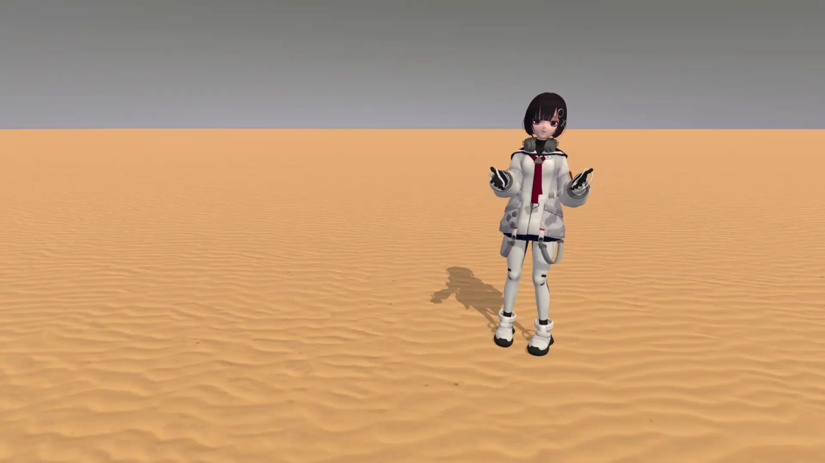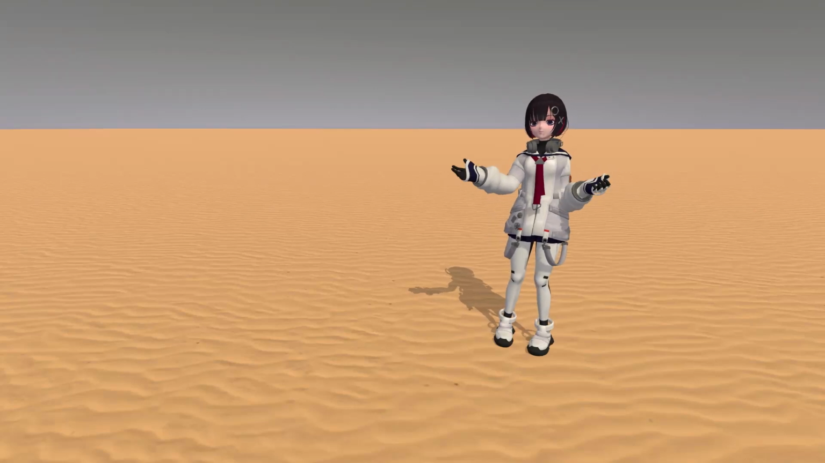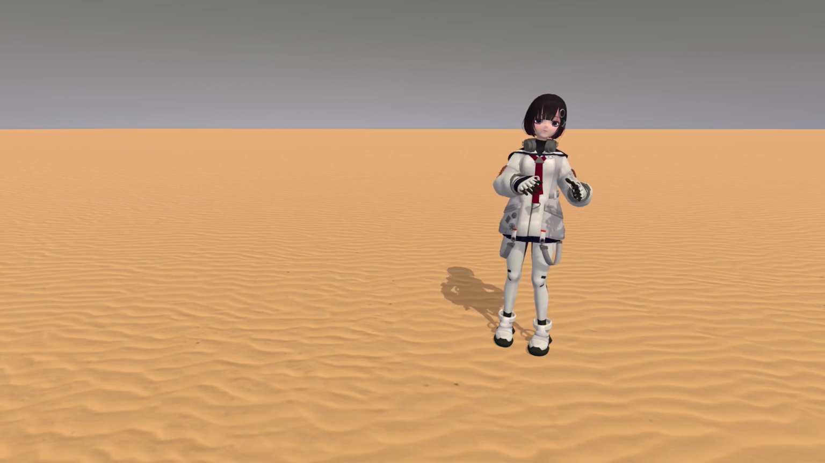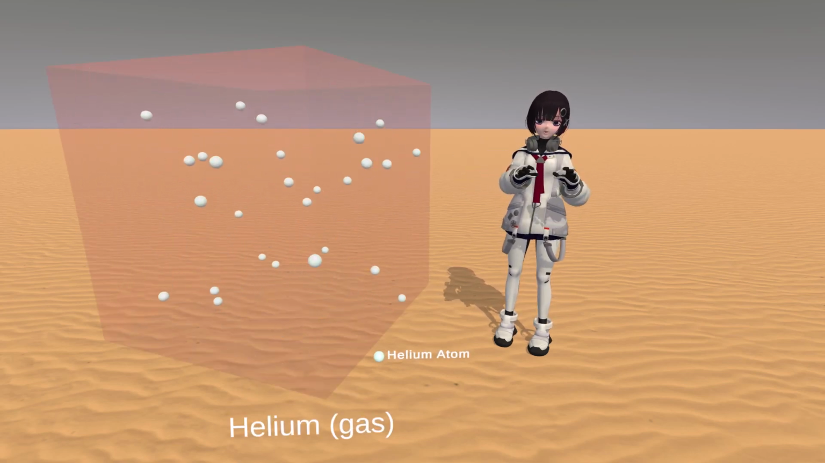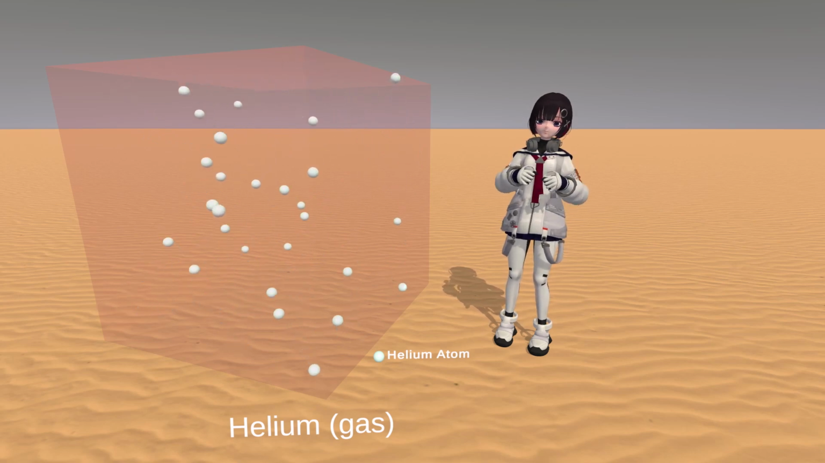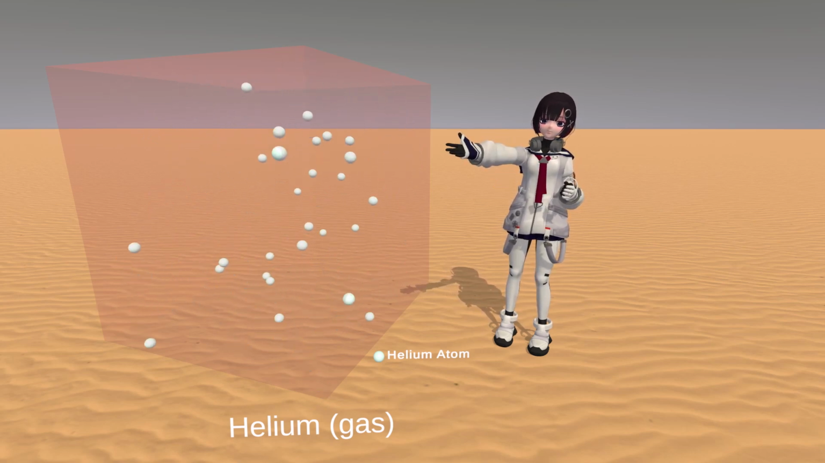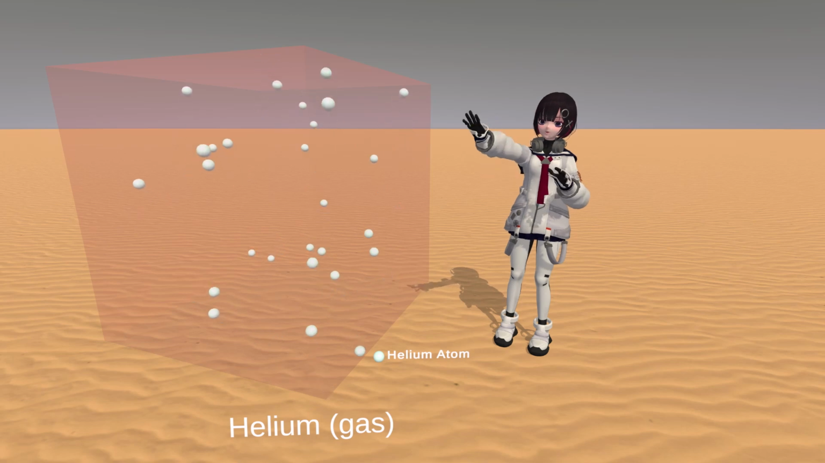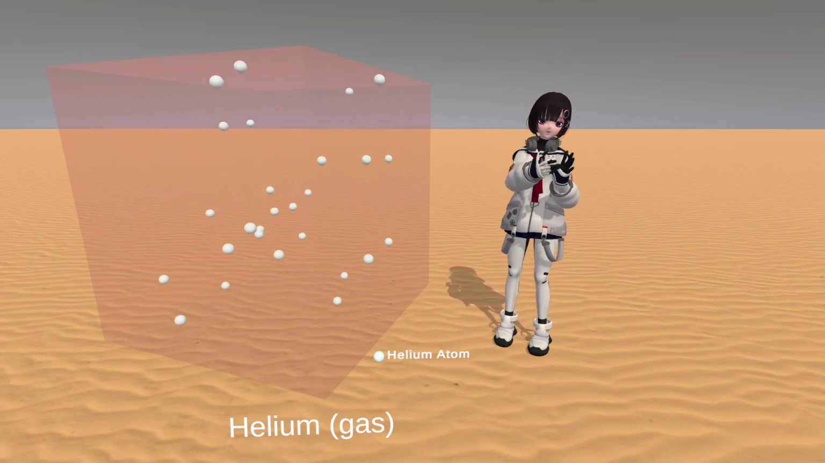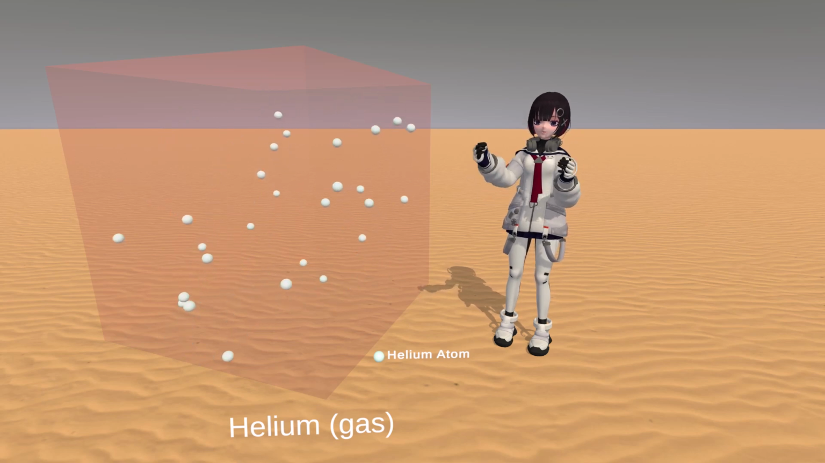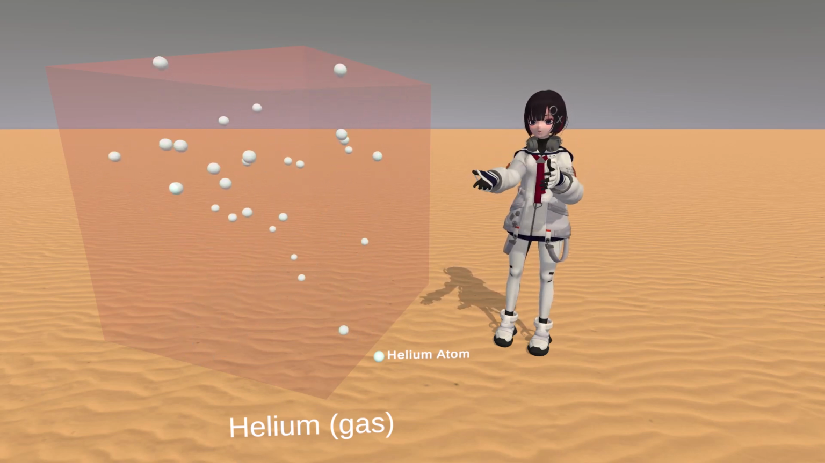So let's now see some substances everybody knows about. Let's start with helium. Imagine a very small box containing helium gas. It would look like something like this, single helium atoms moving around. When they meet the box walls, they change direction. And they collide from time to time with each other too.